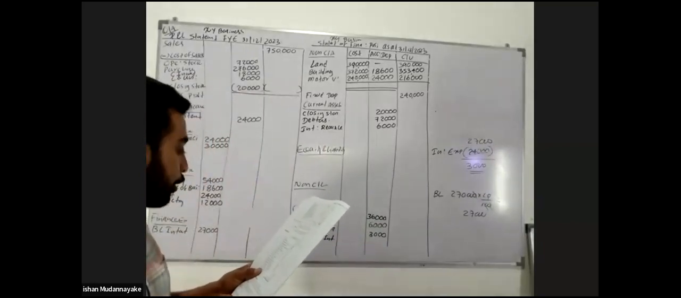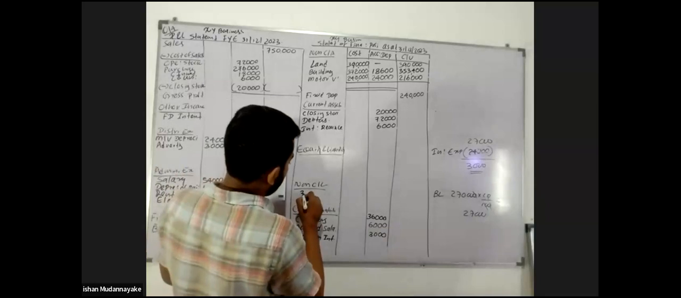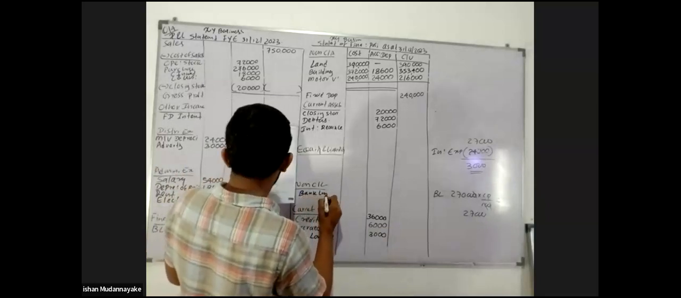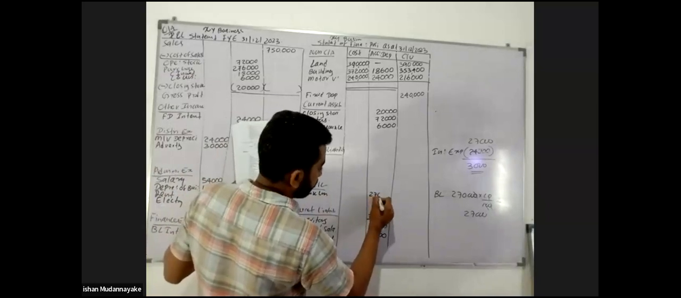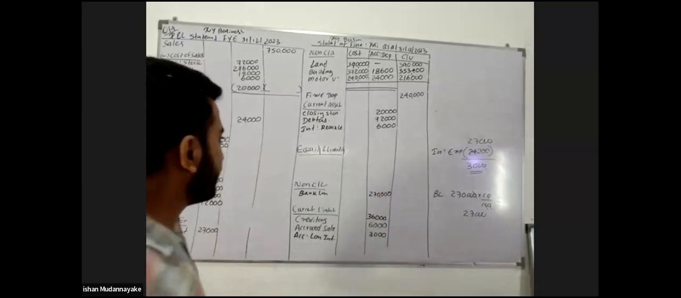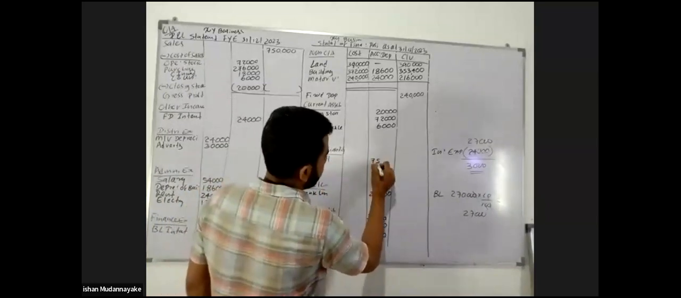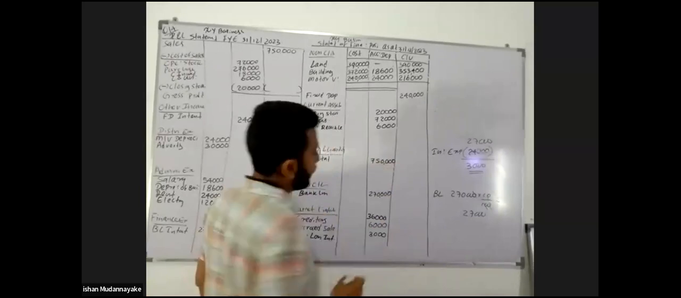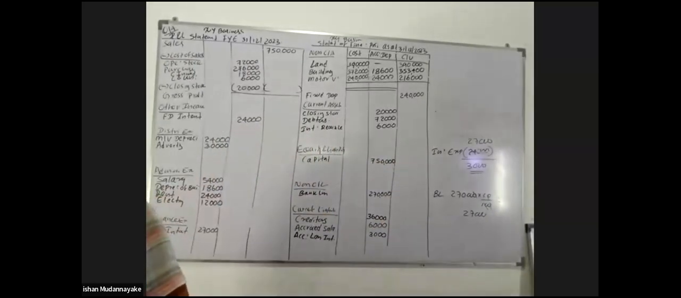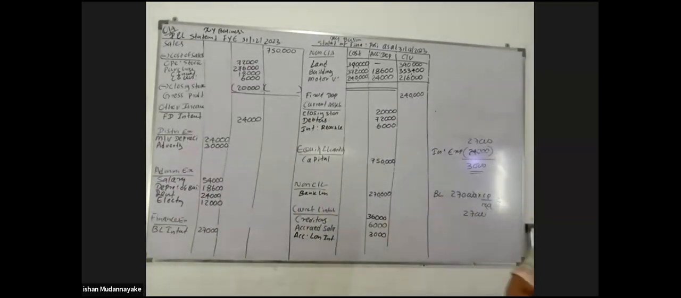Debtors, creditors done. Bank loan 270,000. Bank loan interest is already recorded. Then non-current liability, bank loan 270,000. Capital 750,000. Done. We recorded all the balances available in the trial balance in the profit and loss statement and statement of financial position.